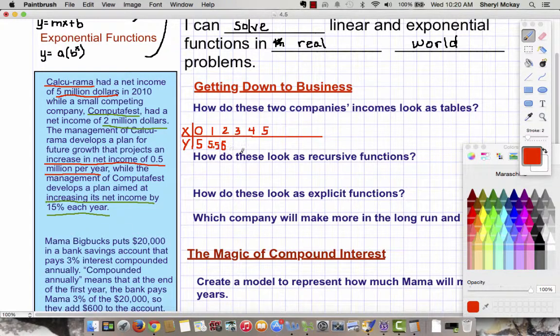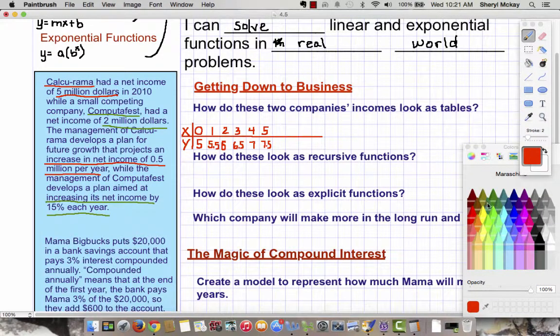I went ahead and went up to year 5, and you should have filled in 6.5, and then 7, and then 7.5. Okay? So that is Calcurama, and that's their income: 5 million in the starting year, 5.5 after the first year, 6 million in the second year, 6.5 million in the third year, 7 million, and so on and so on. And we could just calculate this out forever if we wanted to.